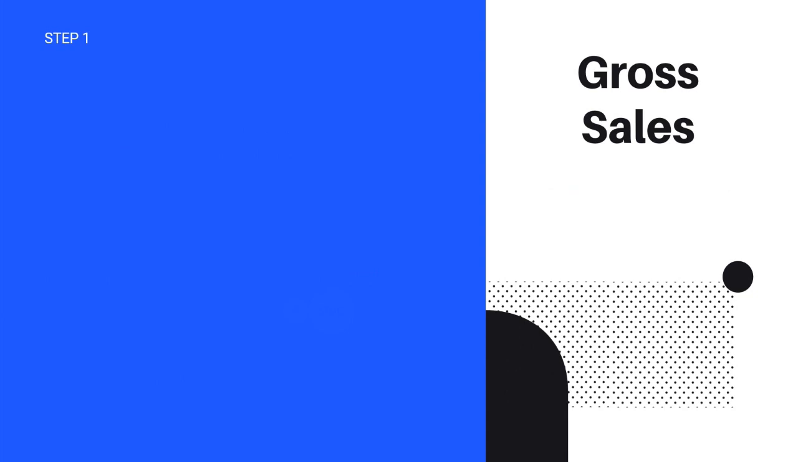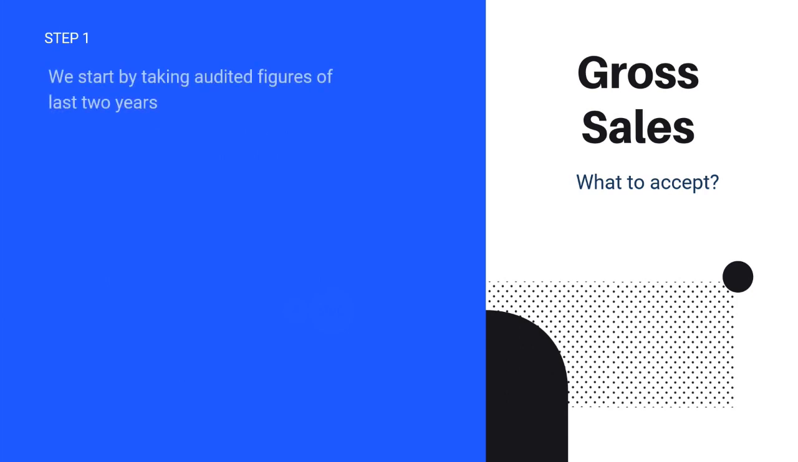Next, you should know what to accept as projected gross sales. There are many who advise me to be careful, but what to see they could never tell me clearly. It's much more than a flat 125% increase concept. It depends on the type of business. We start by taking audited figures of the last 2 years. This is in order to understand the growth rate of the sales.